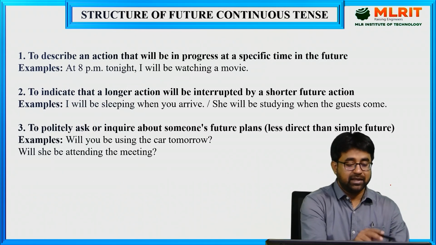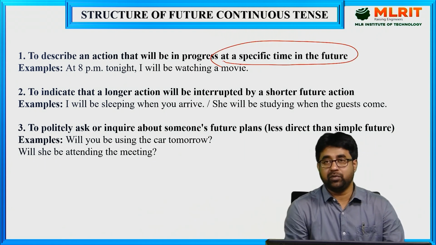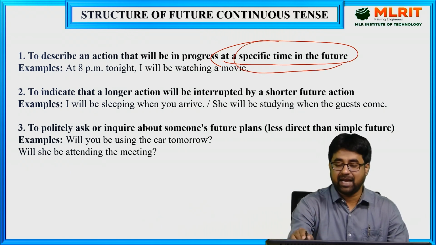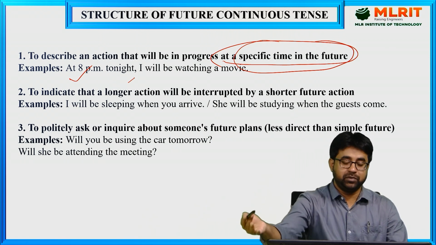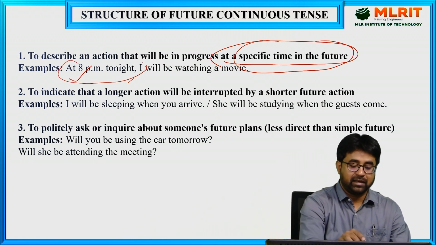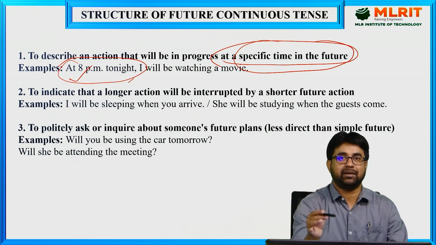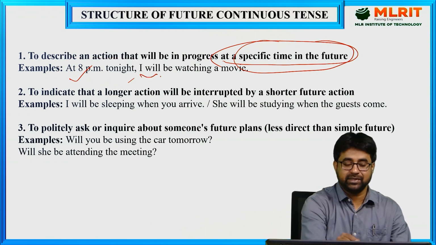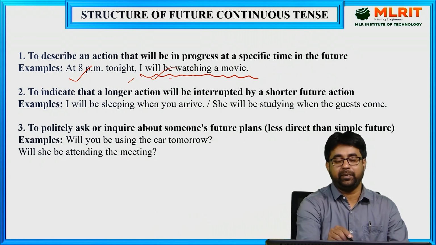Now let's see the usages of future continuous tense. The first one is to describe an action that will be in progress at a specific time in the future. If I'm talking about a future event that would be in progress at a specific time in the future, then I am supposed to use future continuous tense. See here, at 8 p.m. tonight. Tonight means future. At a particular time, at 8 p.m., something will happen. To talk about that particular event, we use future continuous tense. That's why I'm using it here: I will be watching a movie. I, subject, will be before.